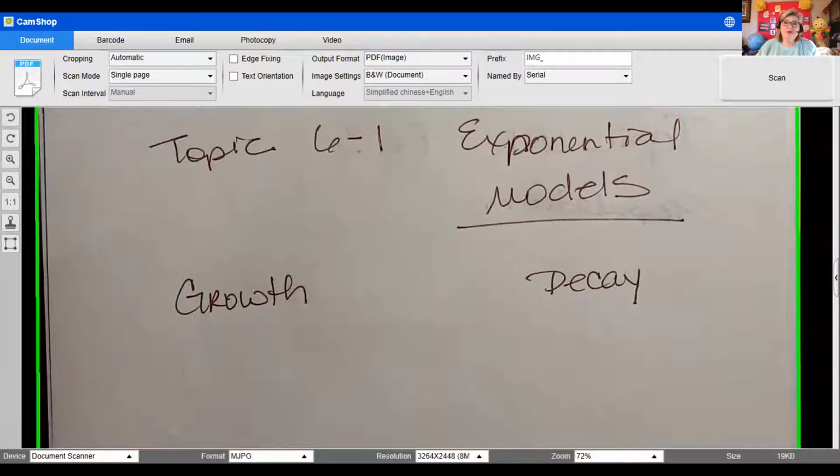Another use for the growth model is, if science is near and dear to your heart, specifically anatomy or biology, some of the human sciences, then bacterial growth. You can model bacterial growth using exponential models that you learn about in Algebra 2.